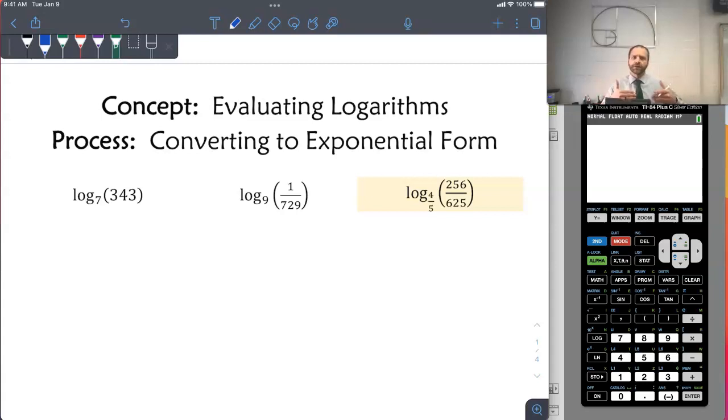Well, a log of a value is always equal to a power. So I'm really trying to find powers. A big thing here, so I have this idea of what's the concept written down, but I also have what's the process you want to use. When you are evaluating logs, you want to convert to exponential form.